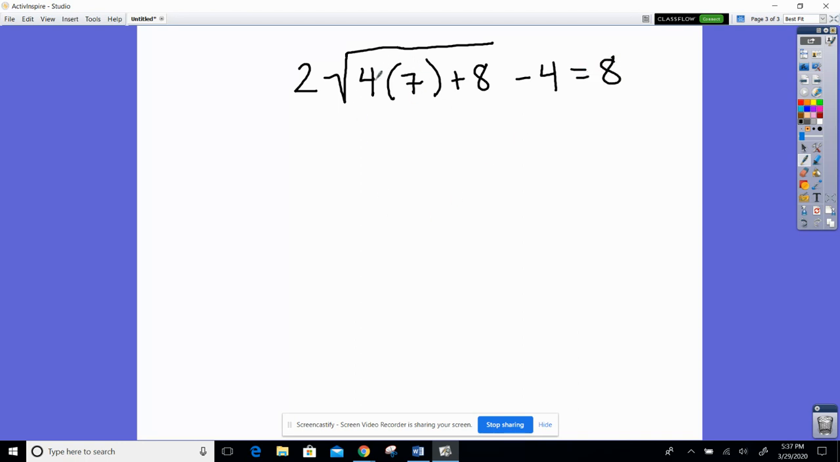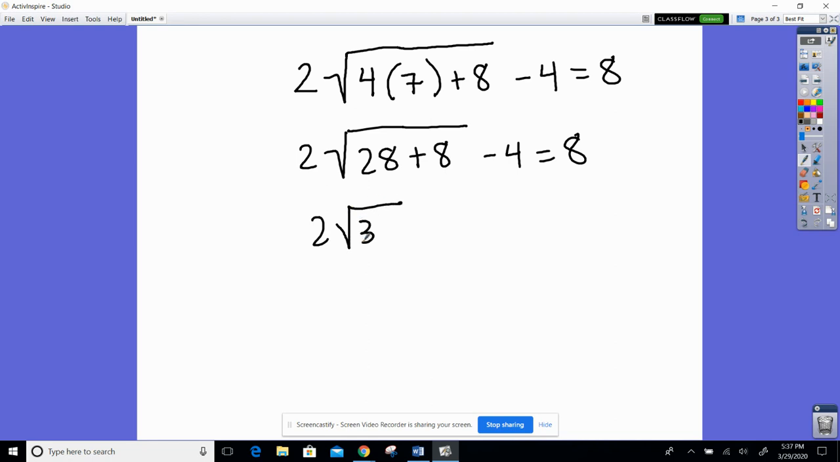All right, so let's simplify. 4 times 7, that's 28. So we have the square root of 28 plus 8, minus 4. All right, then the square root of 28 plus 8, that gives me 36. So I have 2 times the square root of 36, minus 4 equal to 8. And I'm going to simplify this some more. So the square root of 36, that's 6.